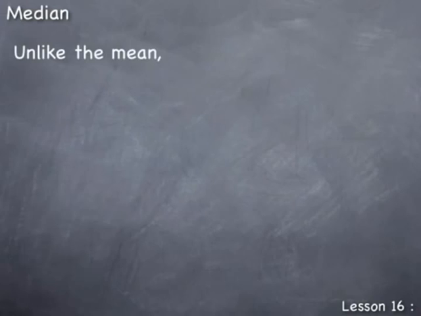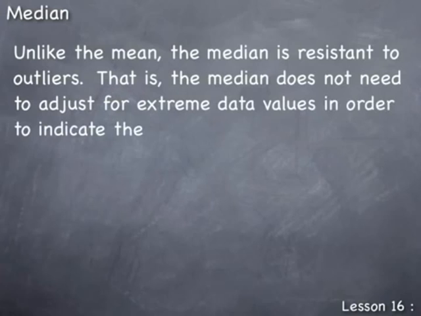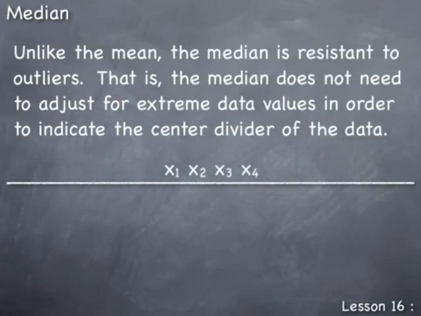Unlike the mean, the median is resistant to outliers. That is, the median does not need to adjust for extreme data values in order to indicate the center divider of the data. So to illustrate this, we can look at a sample where the median, or center divider, splits it in half, where half the data values are less than and half the data values are greater than. Now, if the minimum data value was extremely low, much farther away from the rest of the data values, it still doesn't change where the center divider is. It's still right between the second and third data value in this example.